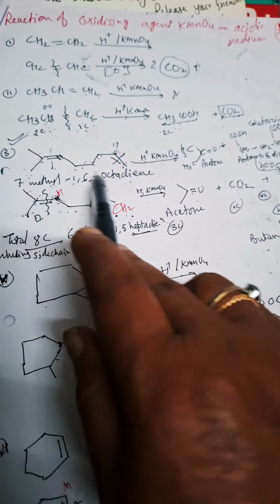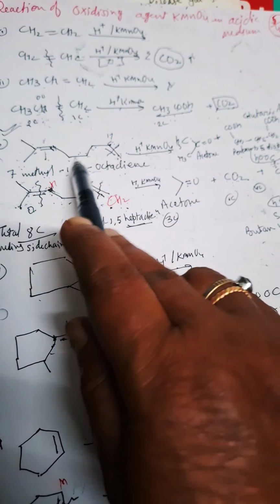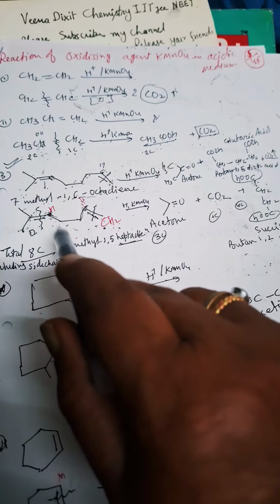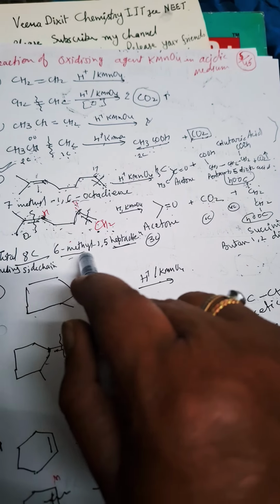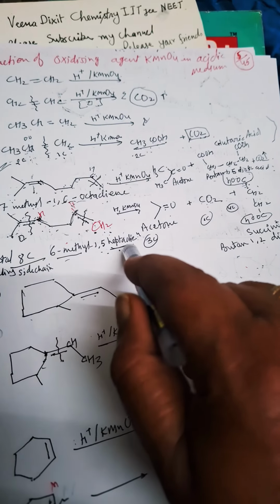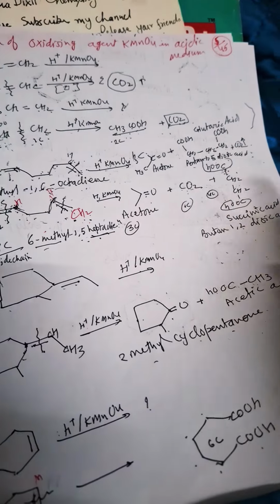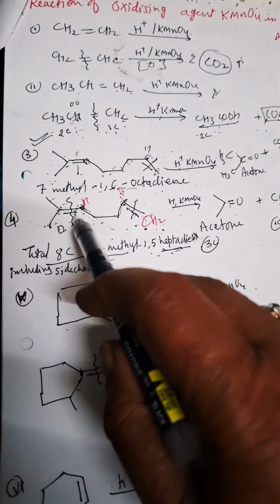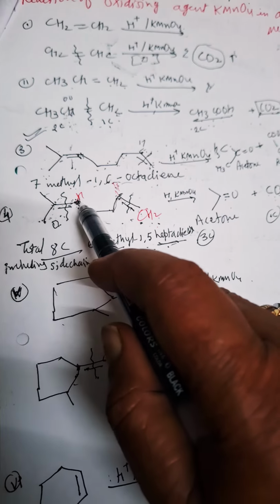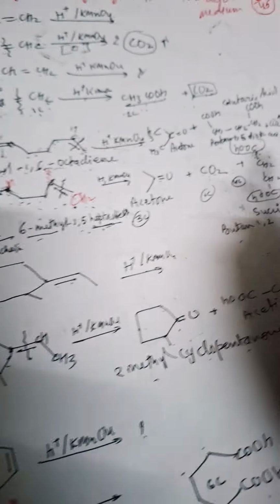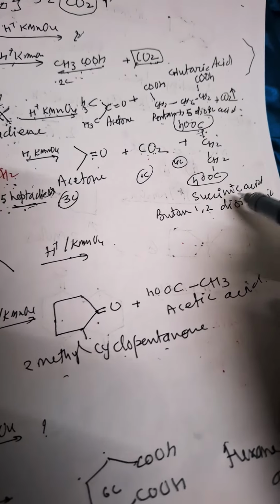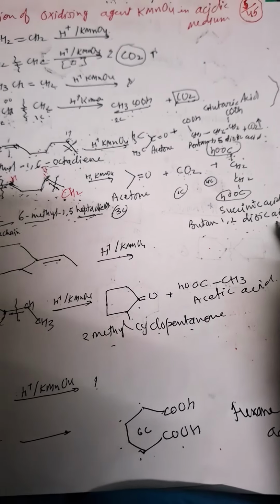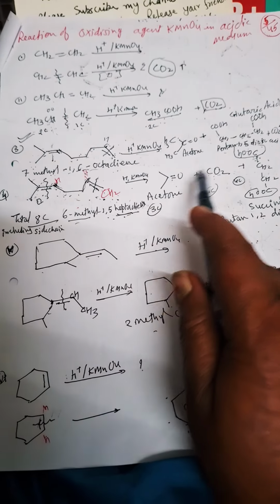Now when I was drawing, I missed one step, 1 carbon, so it will become 6 methyl. Instead of 7 methyl, it becomes 6 methyl 1,5 heptanedioic acid. Now again, everything is changed. This is heptadiene. So acetone will be obtained. Then 1, 2, 3, 4 carbon acid, 4 carbon dicarboxylic acid, that is succinic acid. Butane 1,4 dioic acid is obtained, and the terminal carbon gives you CO2.